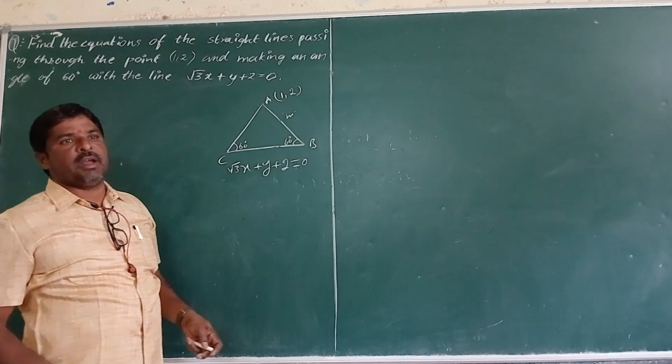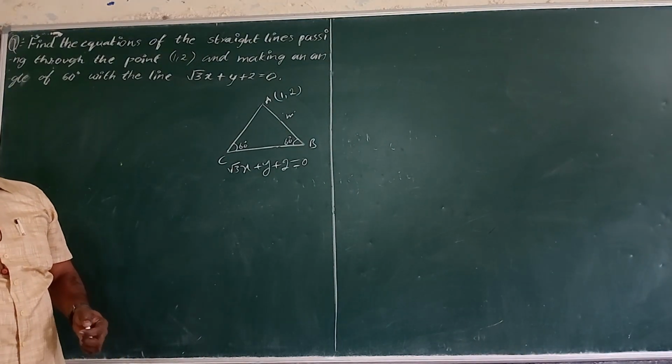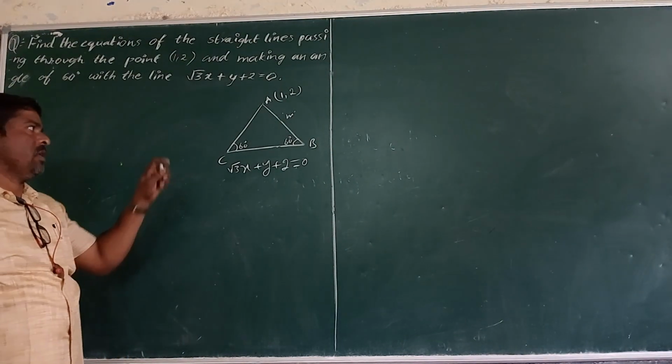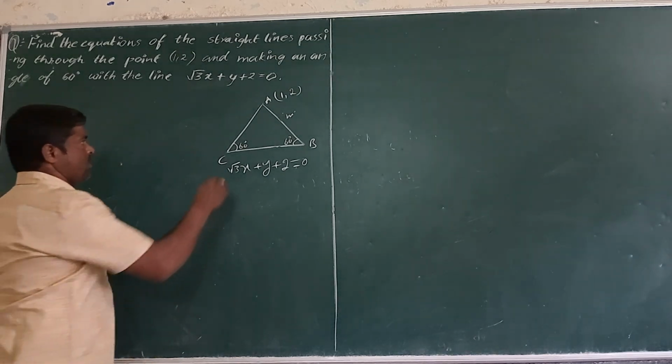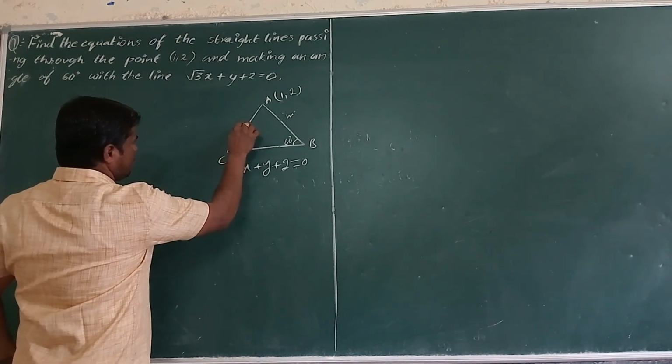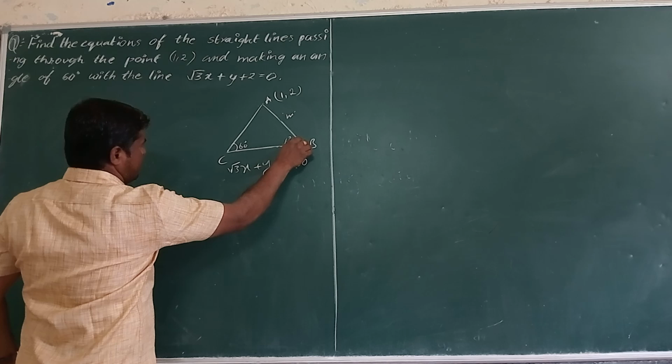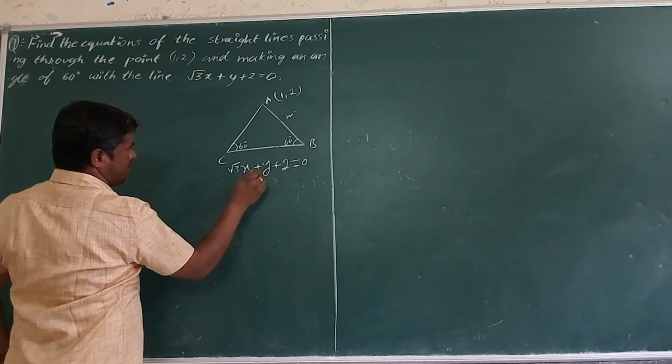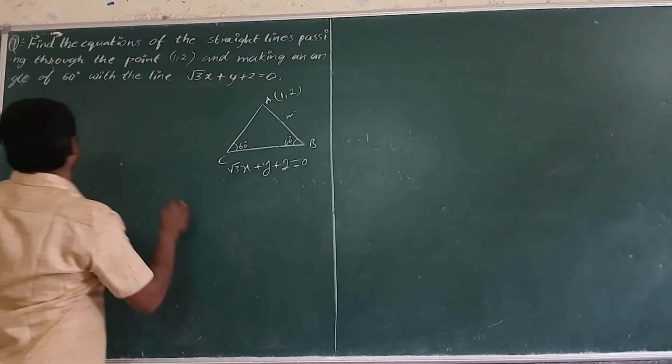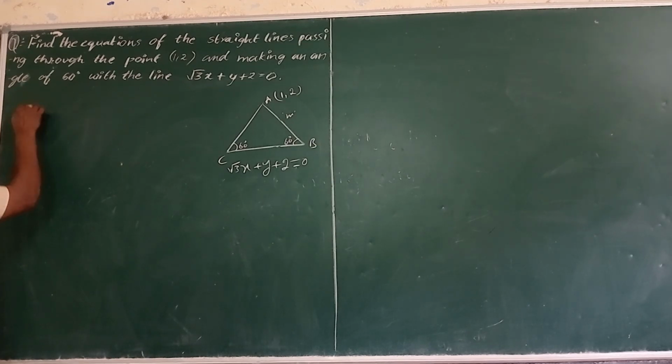Slope point form: y minus y1 equals m of x minus x1. We use that formula. So let m be the slope of a required line, and the slope of the given line, this reduces to y equals mx plus c form.